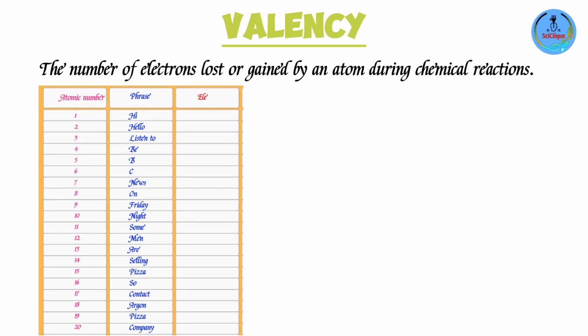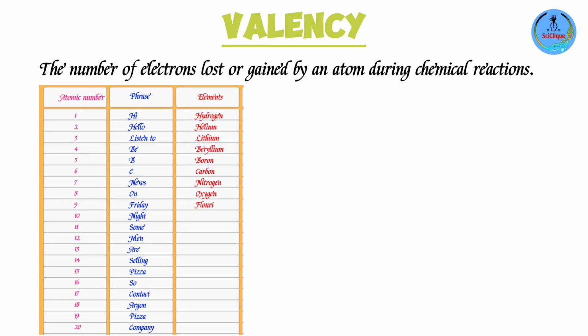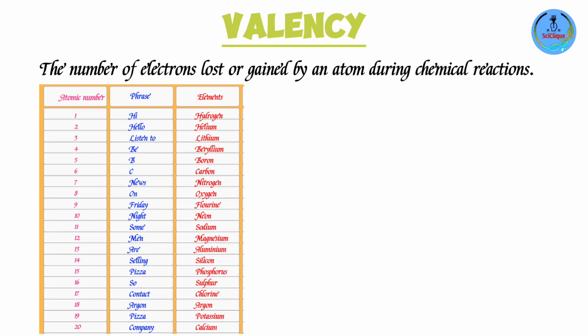So in short, this simply means that the elements are arranged according to the number of protons that they have, starting with hydrogen that has 1 proton and calcium that has 20 protons.